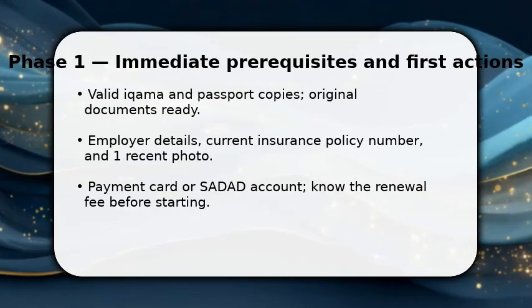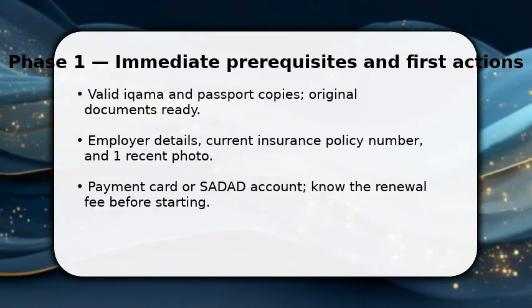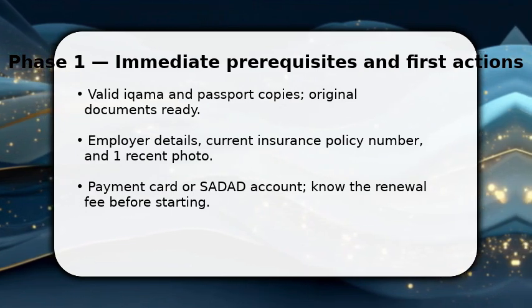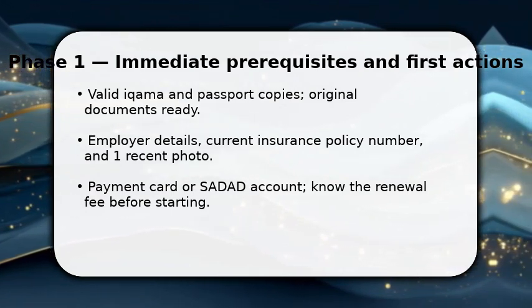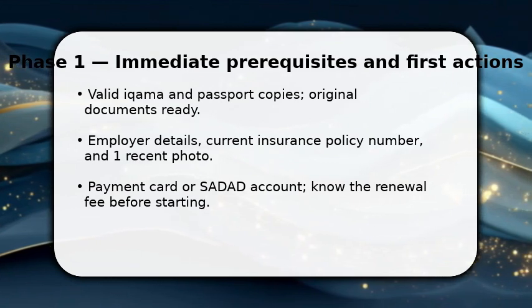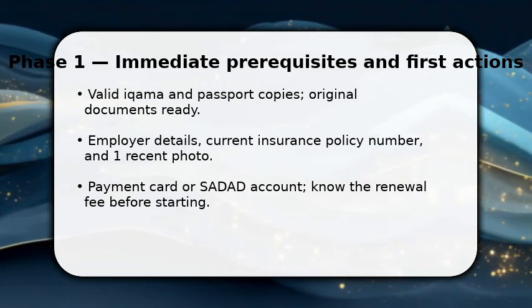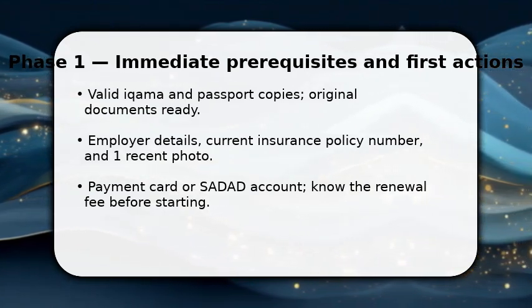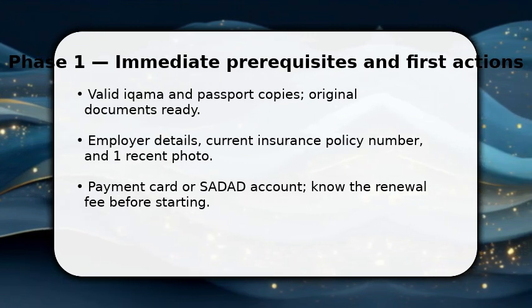You begin by gathering essentials and opening the insurer portal or Absher. Do this now. Have your Iqama number, passport, employer name, and current policy number in front of you because the system will ask for exact entries. Choose the renewal period, usually 1 year, and confirm your payment method. Why? Accurate details prevent rejection and delay.